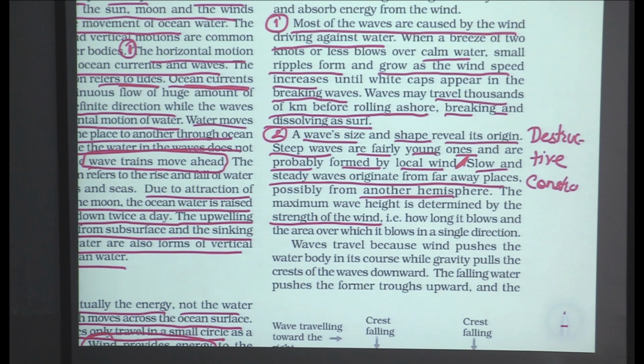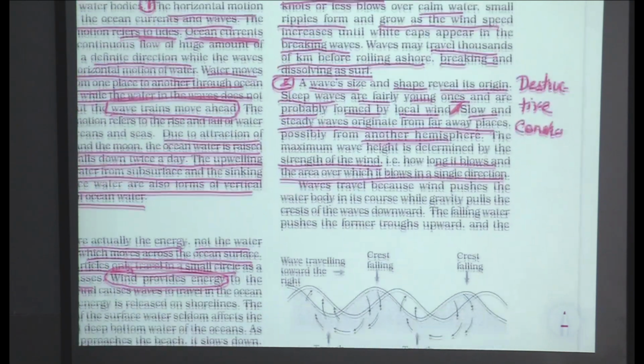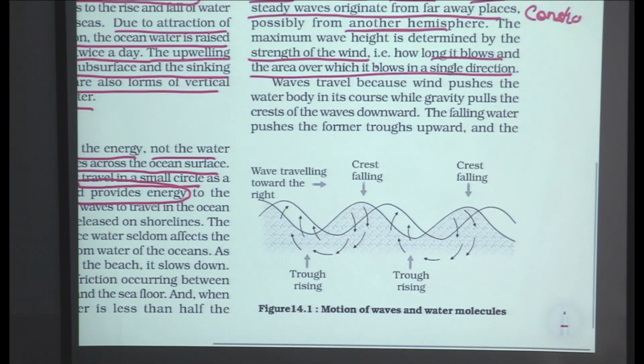Now it reads that the maximum wave height is determined by the strength of wind, how long it blows, and the area over which it blows in a single direction. Once we take this into reference, we are simply reminding ourselves of what we have learned as constructive and destructive sea waves. And then I go to the diagram.